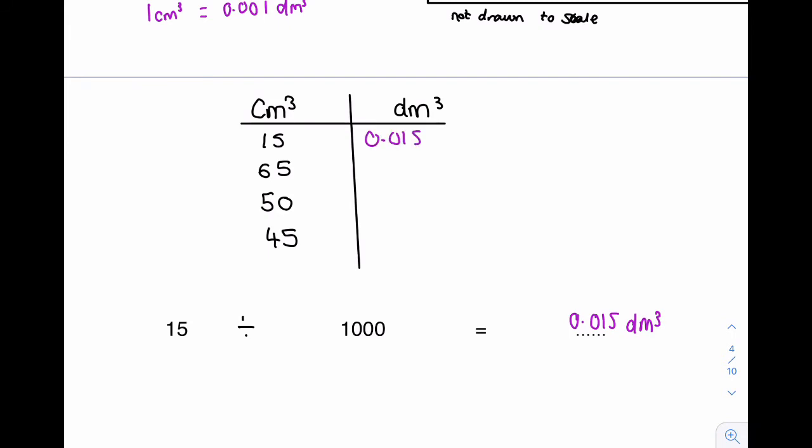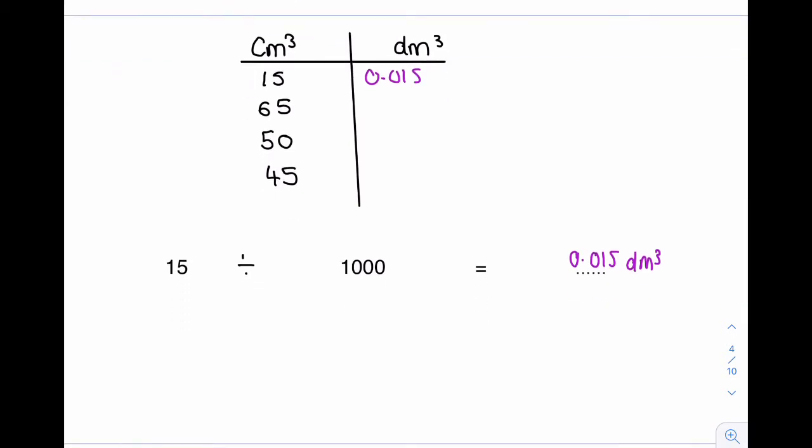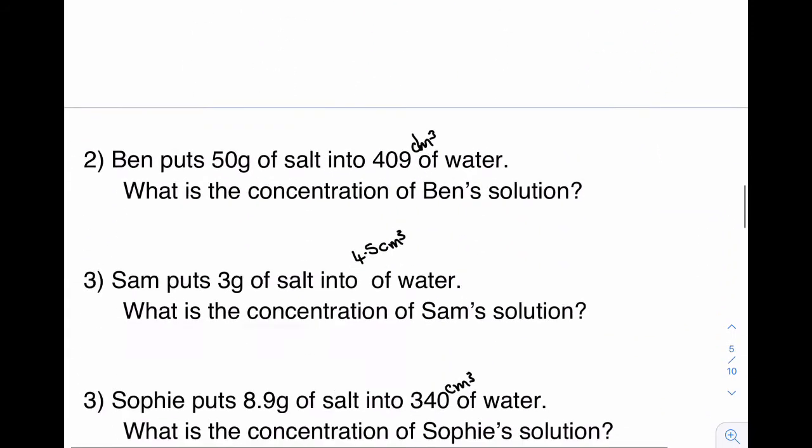Have a go, pause the video, have a go at the rest, and then we'll move on to some questions. So you should have had time now, so that would be 0.065. This one would be 0.05 and 0.045. So we've been able to convert from centimetre cubed to decimetre cubed. It's simply dividing it by 1,000.